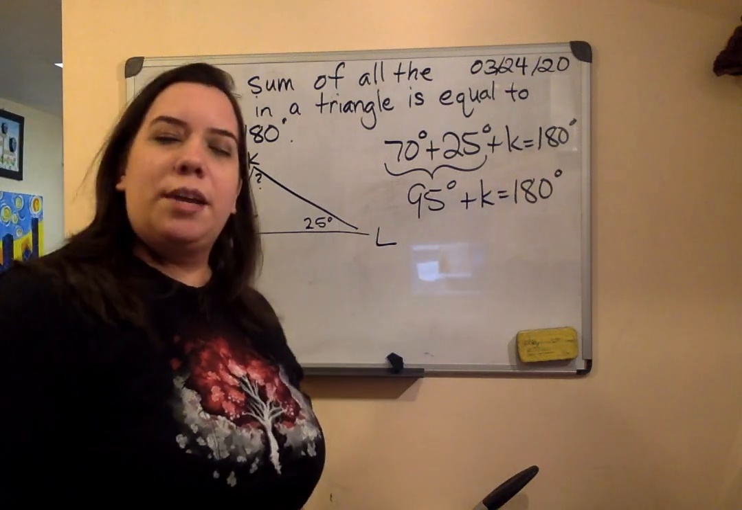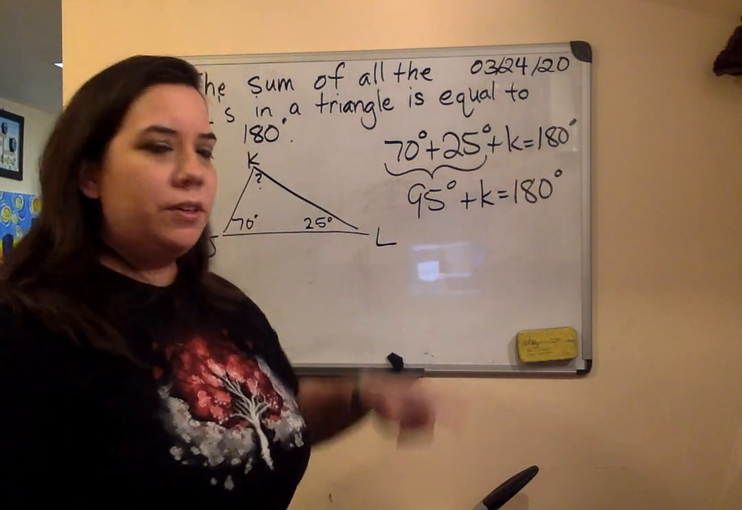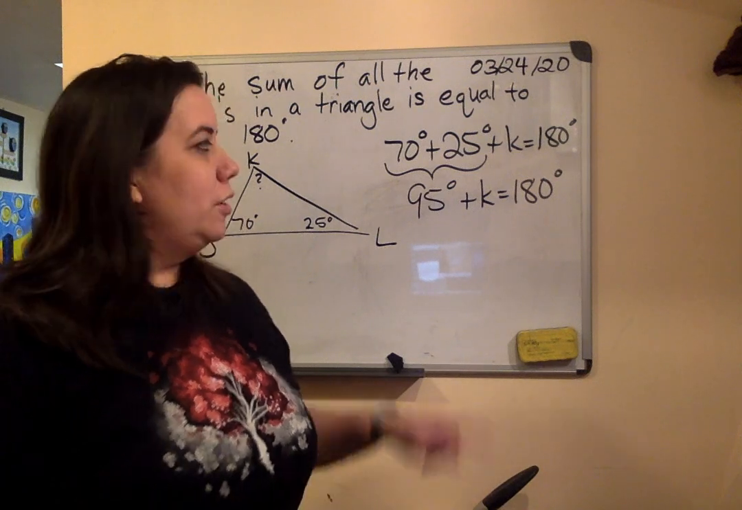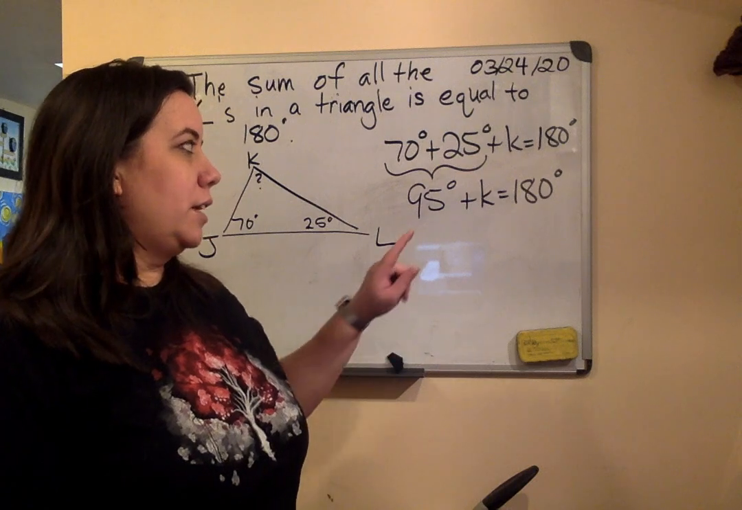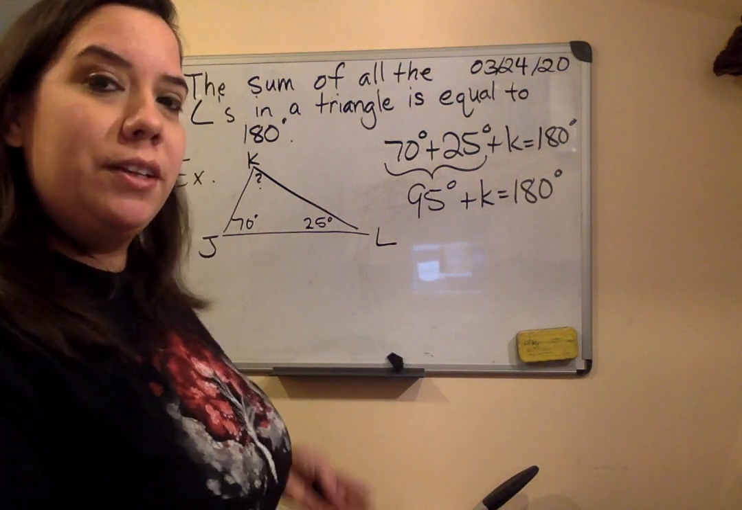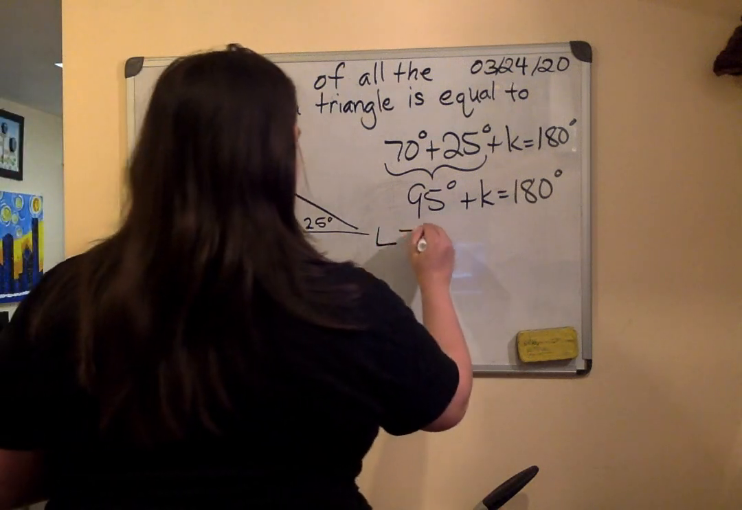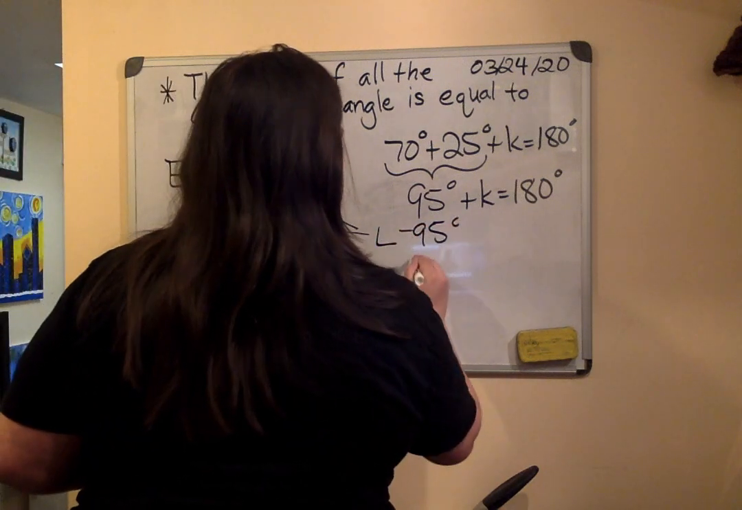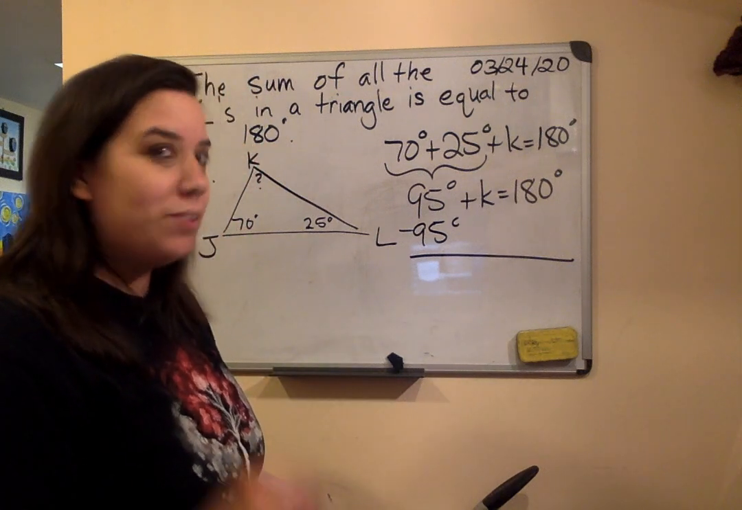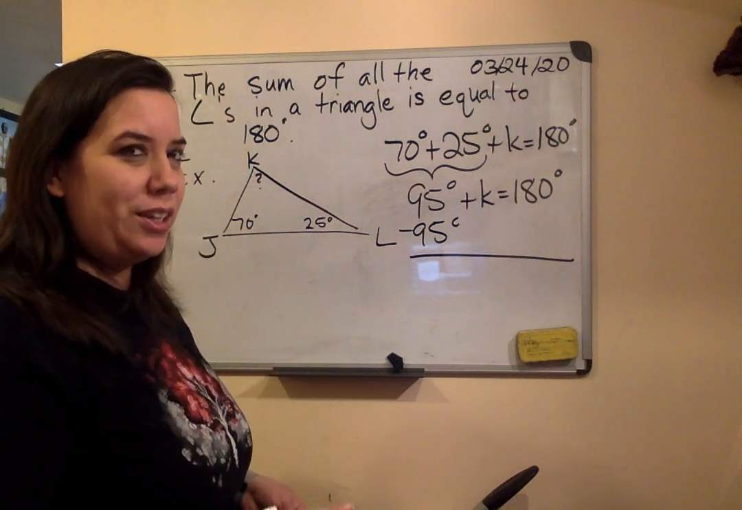If I want to get K by itself, what is the inverse operation of addition? Subtraction, right. So what are we going to subtract to get K by itself? The 95, because we want to get rid of the 95. But remember, this is an equation. So if I need to keep it equal, I have to do what? If you said, if what you do to one side, you do to the other.